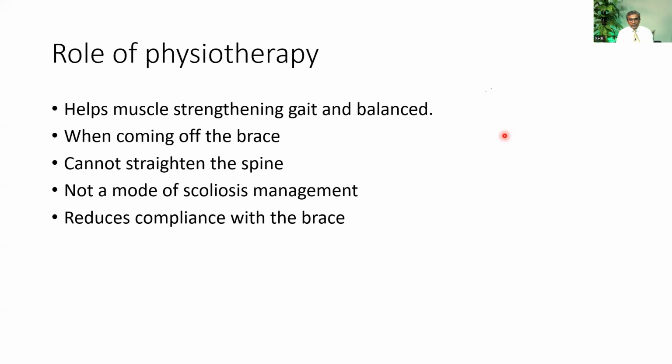And in active scoliosis management, there's no role for physiotherapy apart from the time that they come out of the brace. Now, if a child is on a brace, as you know, it has to be worn 23 hours per day. And if you're going to take the brace off for various reasons, physiotherapy, exercises, etc., you're going to lose compliance with the brace, which is the most important thing in managing the curve. So therefore, physiotherapy has very limited application when it comes to scoliosis management.